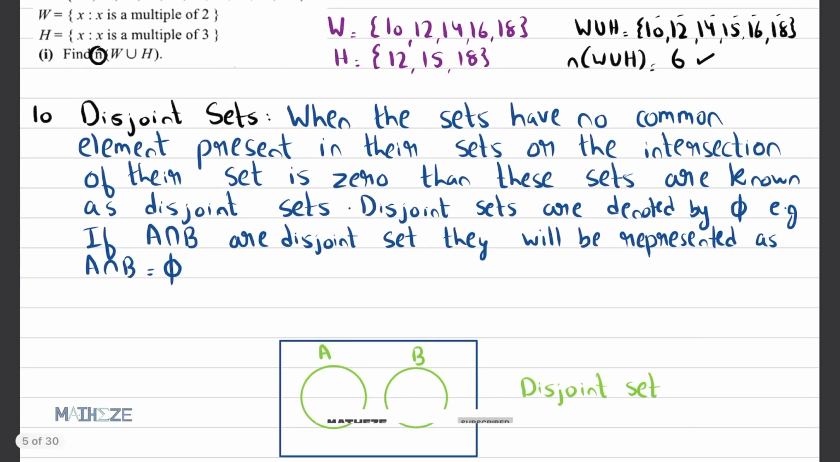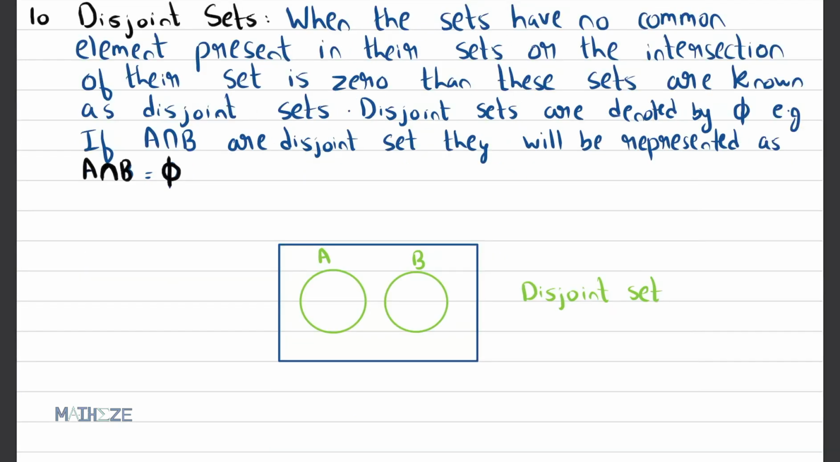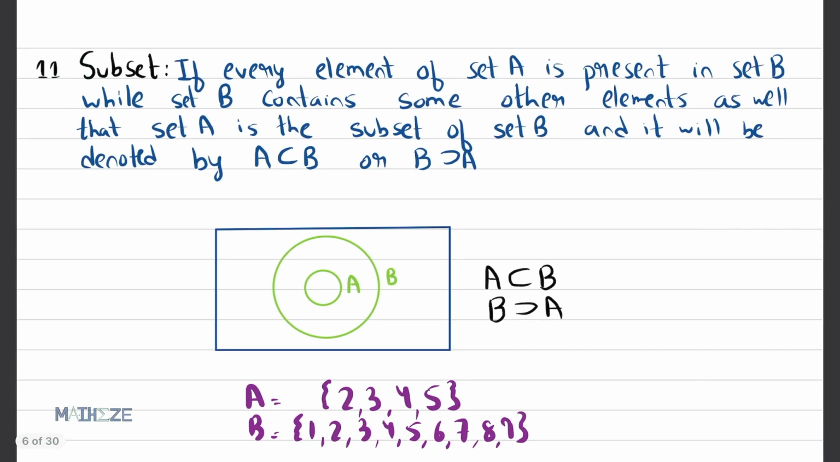Last two things. What are disjoint sets? When two sets have nothing in common, and they are denoted by this sign. A intersection B has nothing in common. Now comes the last topic, and that's called subset. What is a subset? When one set is made entirely of elements of another set, and the other set has a few other elements as well. That means that set is the subset of the other set.